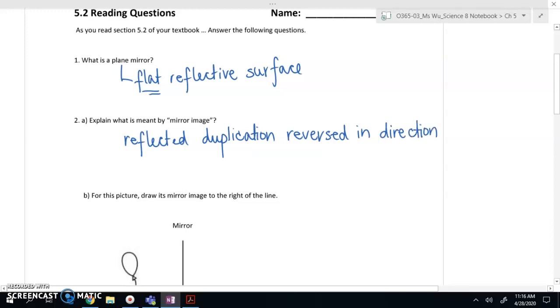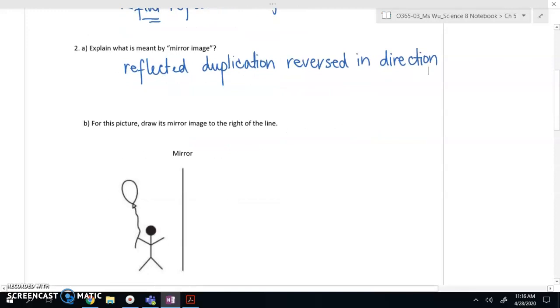There we go. So what I see in the mirror is a duplicate of me, but it's reversed. Like, for example, when I lift up my right hand in the mirror, it looks like it's the left hand. That's a good way to explain it. And for this one, if I were to draw the mirror image, I would just have the person over here on the other side, right? And the balloon would be on this side. So we often call that mirror the axis of symmetry. It's symmetrical on the other side of the mirror. So that balloon looks like it's held in the opposite hand.